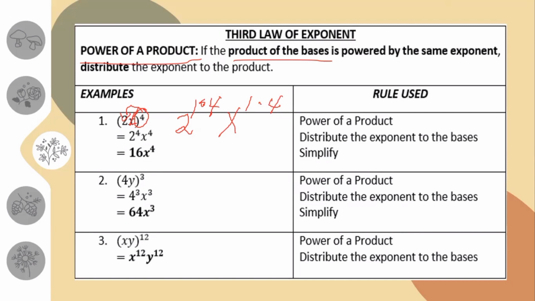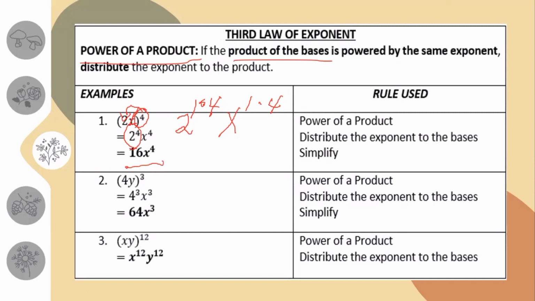And then what will you do next? You have to simplify 2 raised to 4. Kailangan nyong i-simplify yung given kapag constant siya. So 2 raised to 4, we can expand that one, and the answer there is 16. So you have to multiply 2 four times by itself. So 2 times 2, that is 4, times 2, that is 8, times 2, that is 16. That's why we have our final answer, 16x raised to 4. Don't forget to simplify your answer.